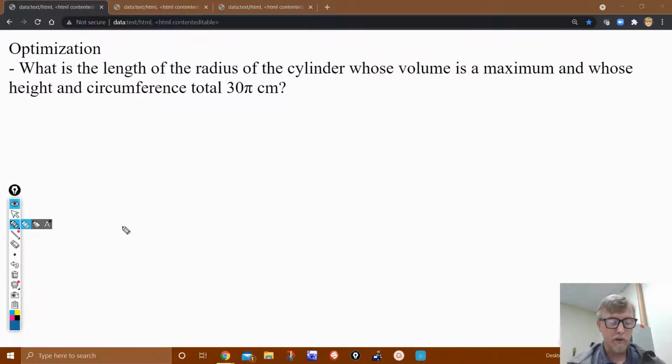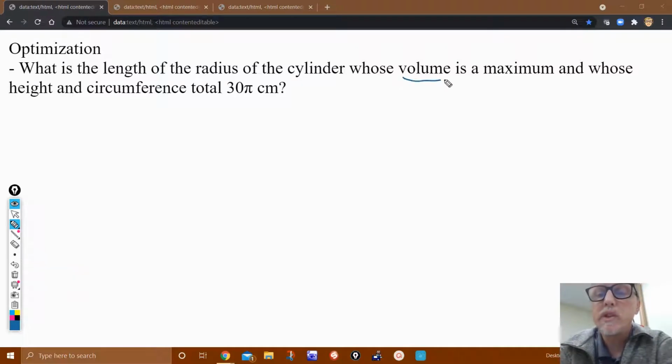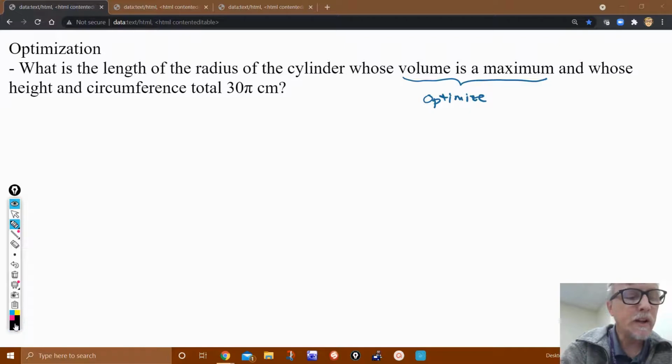So let me talk about what I mean by constraint. We have: what is the length of the radius of a cylinder whose volume is a maximum. So this is a changing quantity, right? This is the part to be optimized. And what's not changing is called a constraint. And so the height and circumference totaling 30 centimeters, that's called a constraint.